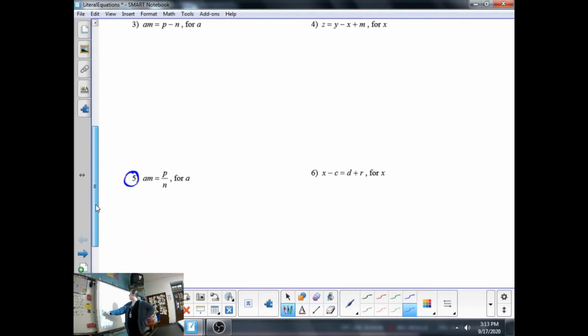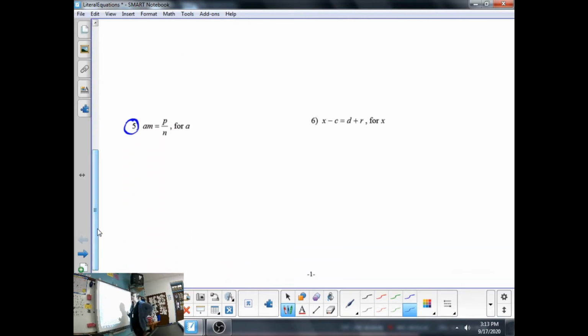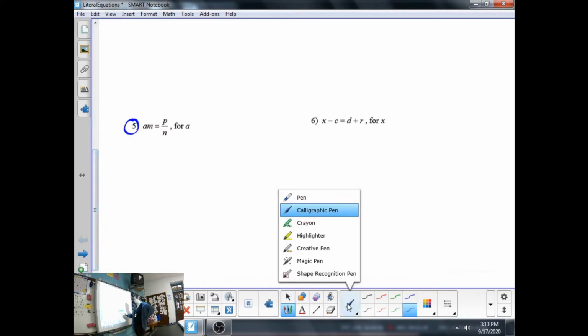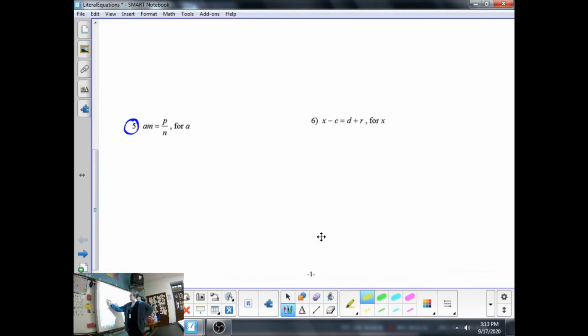The next question I'd like to go over is number 5. Number 5, you're once again solving for A. And A exists once. A is being multiplied by an M. So to undo multiplication, you are going to divide. So I'm going to divide both sides of this equation by an M. The M's divide out on the left-hand side, and you're left with A equals.